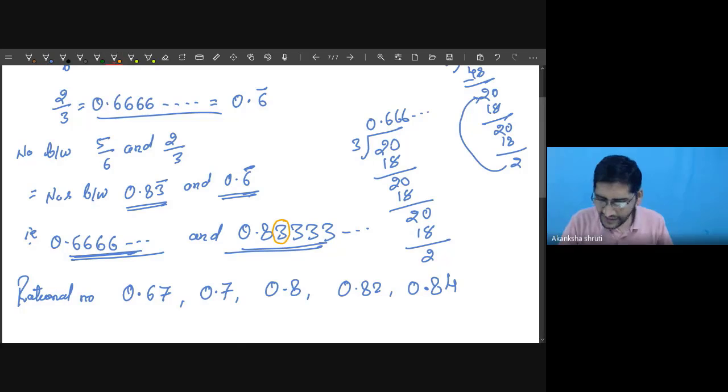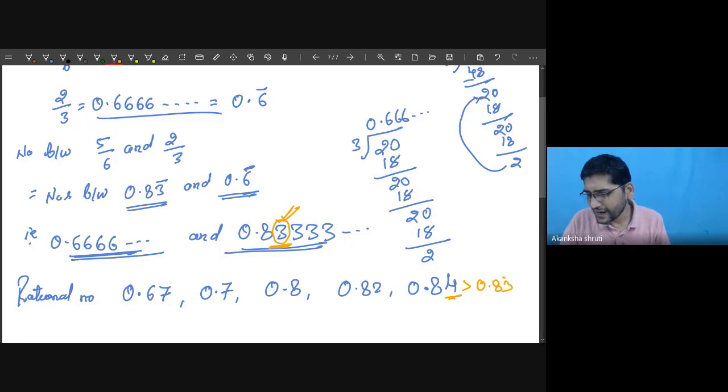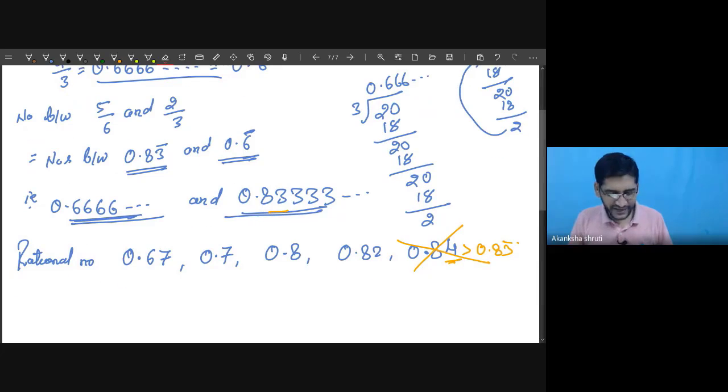After 8, it can have the 3 value, but more than 3 at this 10th place, that will be larger than 0.83 bar. So this is not possible. Okay, student. So just taking care of this, we can quickly identify the required number. So all of these are rational. This method is very helpful.